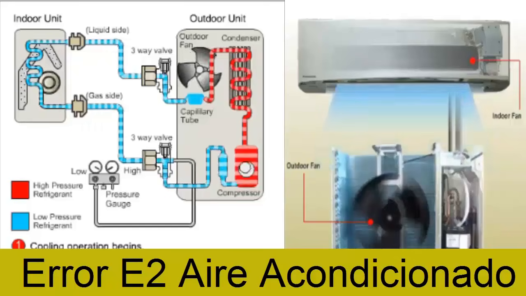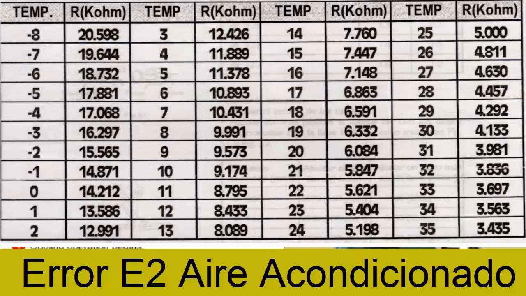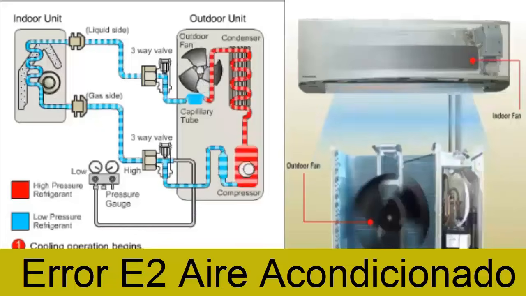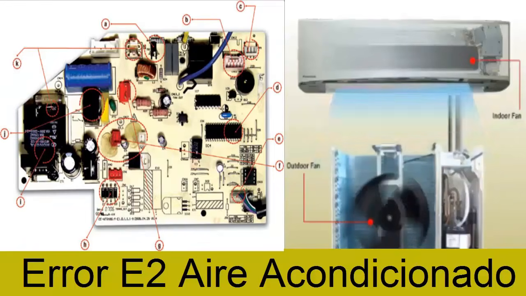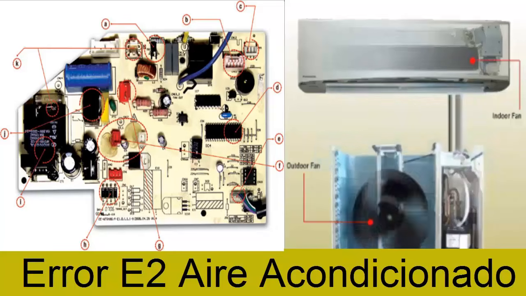This voltage change is detected by the card or electronic board. The sensor sends this signal to the card or electronic board. The card or electronic board uses this information to adjust the cooling or heating power.